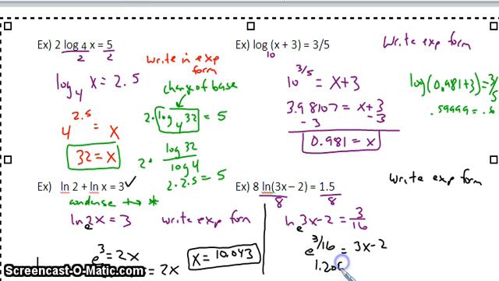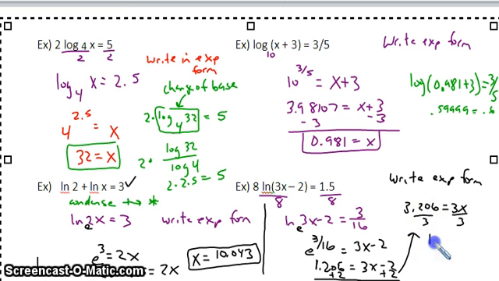And then I'm just writing down a few of those digits. I want to keep this number in my calculator here so that I can actually continue and not round it until the very end. So I'll add 2 to that. So when I add 2, I get 3.206 equals 3x. Now I'll divide by 3, and now I can round that answer. 1.069 equals x.